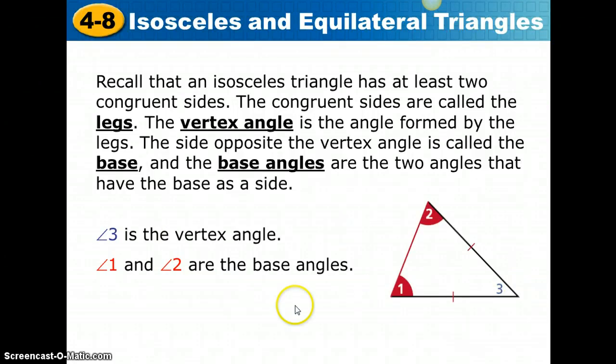So in this diagram, angles 1 and 2 are called the base angles. Angle 3 is the vertex angle. The side formed by angles 1 and 2 is called the base. The sides formed by 2 and 3 and 1 and 3, or the sides that form angle 3, are called the legs.